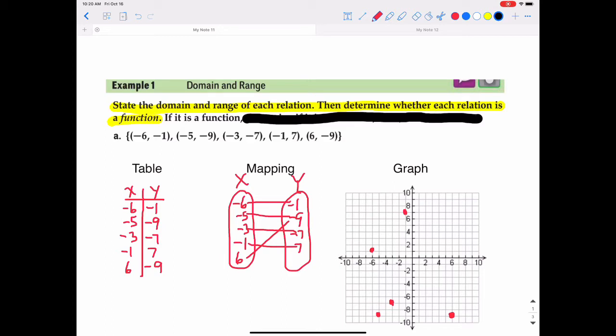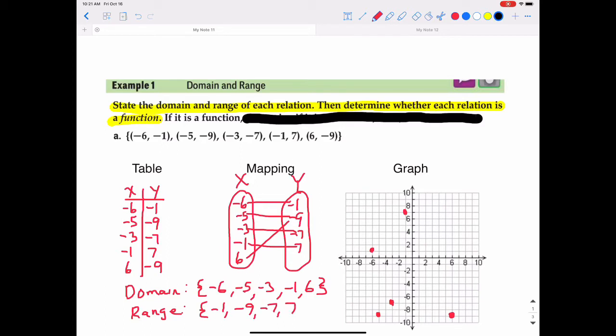So then it also says to state the domain and the range and determine if the relation is a function. So the domain would be all of the unique x values, and that would be -6, -5, -3, -1, and 6. So you would just write the domain like that with these little funny brackets. And then the range would be the unique y values, and that's -1, -9, -7, and +7. Notice again, I do not write the -9 twice, just like I don't do it in a mapping. So that's the range. And then it finally asks, is this a function?